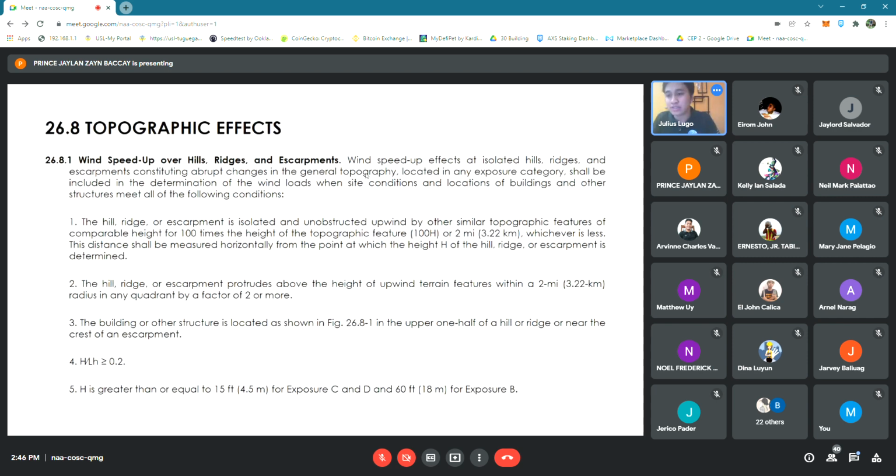features of an area. So when we say topographic, what do we mean? Anyone can chat na lang dito sa in-call messages sa Google Meet kung ano ang ibig sabihin ng topographic. Chat nyo na lang guys yung response niyo, then balikan ko. So, meron tayong wind speed up over hills, ridges, and escarpments, mga ganyan.